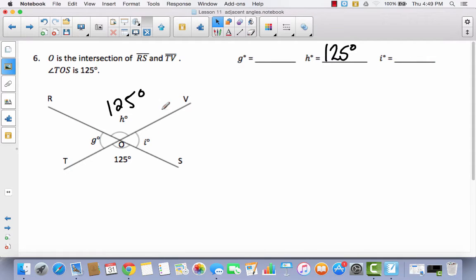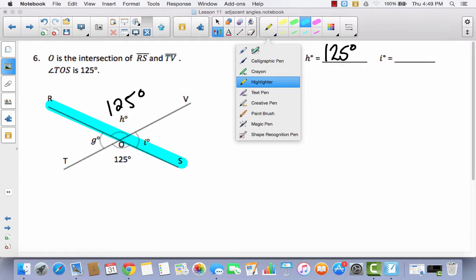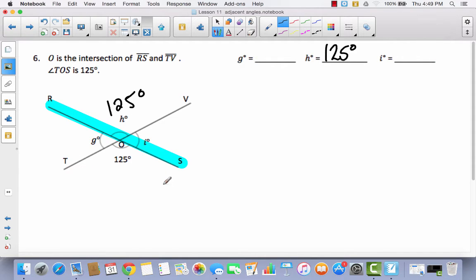Now, these two angles together, I'm going to use my highlighter here to show you, but I'm pretty sure you can figure this out by yourself. But if you look, this is a straight angle. That is a straight angle. And what did I learn from the last lesson about straight angles? I learned that these two angles together have to be equal to 180 degrees.